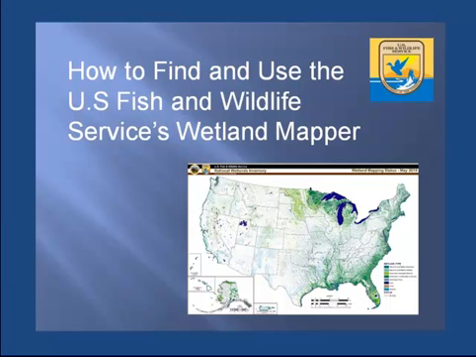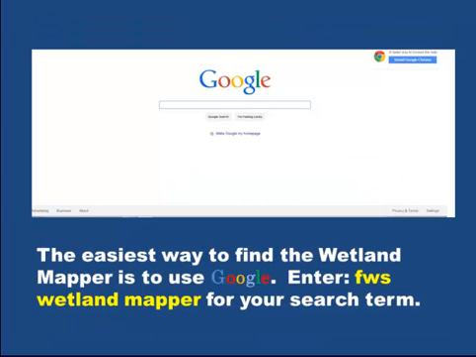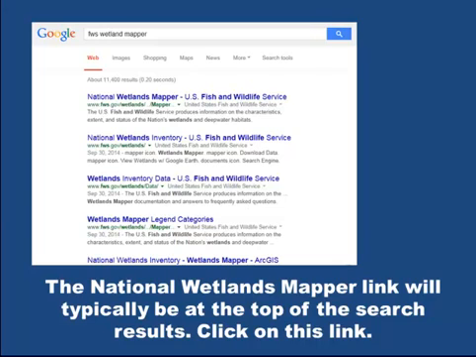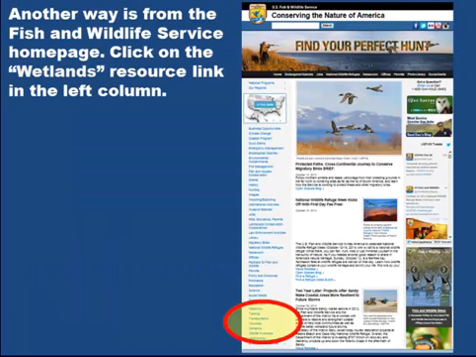I'd like to share with you a short presentation on how to find and use the U.S. Fish and Wildlife Service's Wetland Mapper. The easiest way to find the Wetland Mapper is to use Google. Enter FWS Wetland Mapper for your search term. The National Wetlands Mapper link will typically be at the top of the search results. Click on this link.